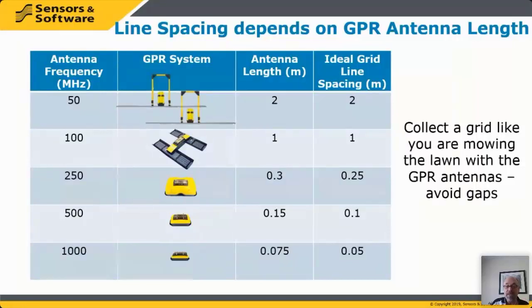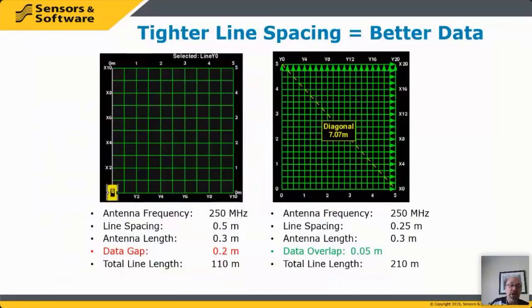And you can see, as the antennas get higher in frequency, the physical size of the antenna gets shorter, and so you have to do finer and finer lines. When we do concrete scanning, those lines are much closer together, because this is what we're trying to avoid: a gap in the data. Now, collecting this grid is half the work of collecting this grid. You're going to be out of there a lot faster. But there are gaps. If your antenna is 30 centimeters long and you're collecting a line every 50 centimeters, well, there's a 20 centimeter gap between your lines.